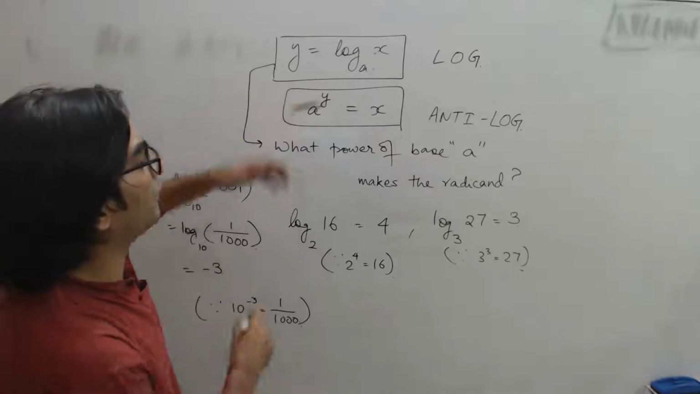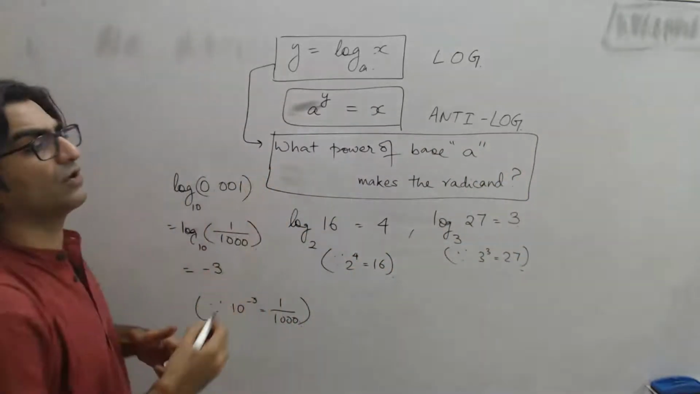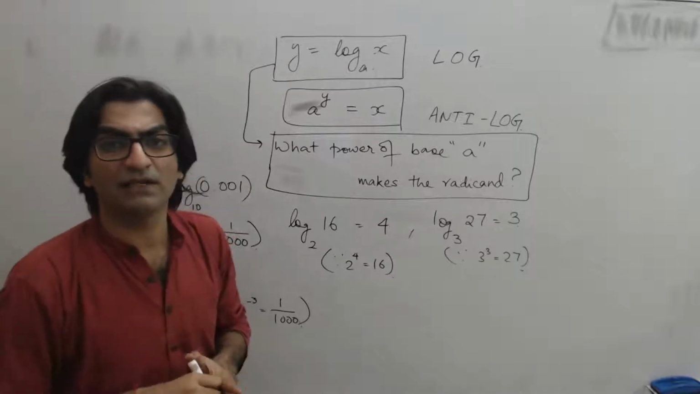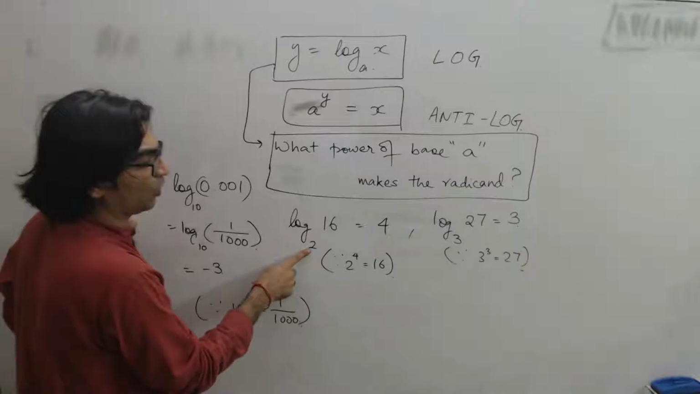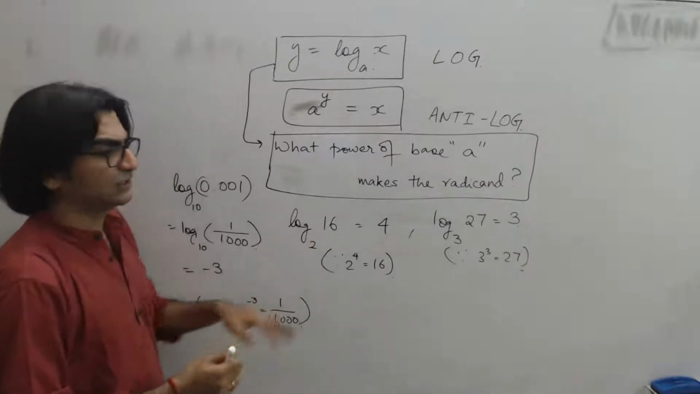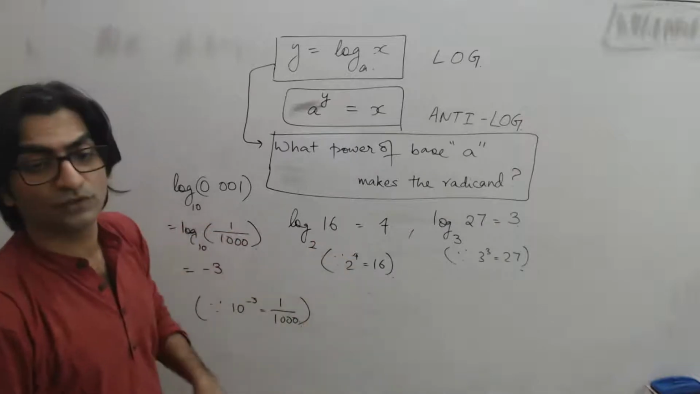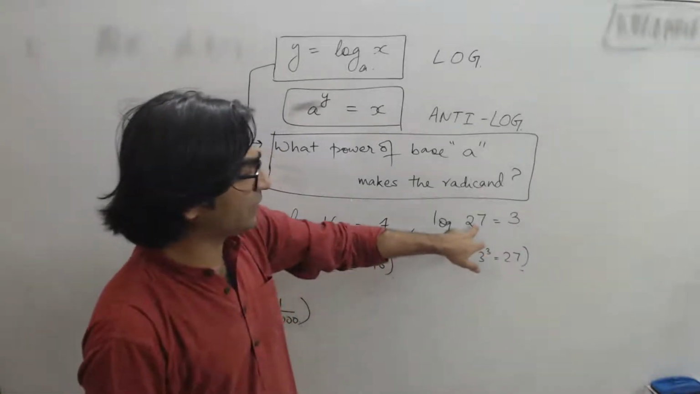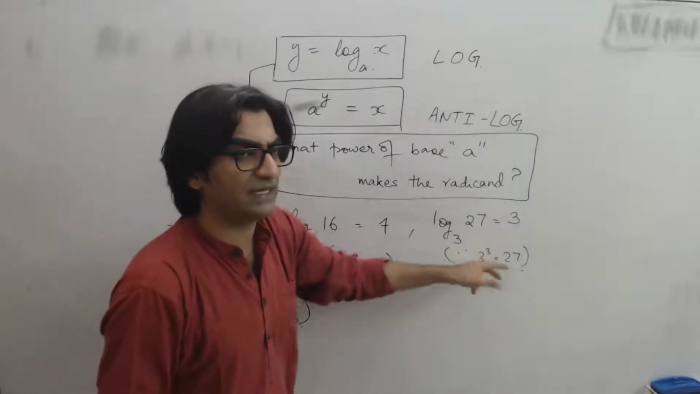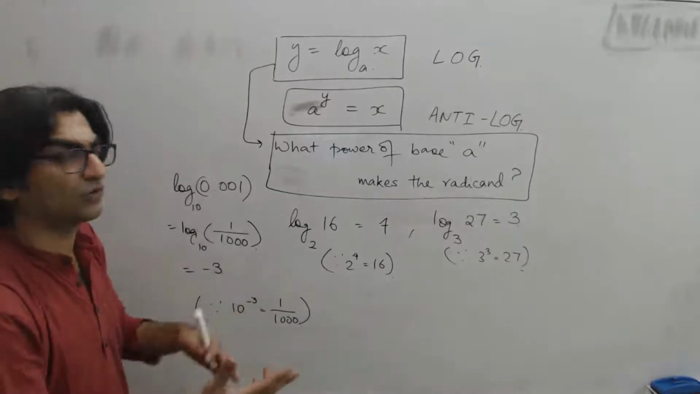What is the logarithmic function? This is the main question you want to ask yourself: what power of the base a results in x? Hence, what power of 2 results in 16? 2 raised to the power 4 results in 16, so the fourth power of 2. Similarly, what power of the base 3 results in 27? Since 3 cubed is 27, this logarithm should be equal to 3. Right?